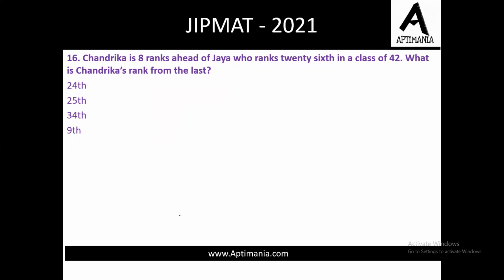Next question, based on rank determination, Chandrika is 8 rank ahead of Jaya. Jaya, who ranks 26 in the class of 42. The rank of Jaya is 26 from the top in class of 42 students. And Chandrika is 8 rank ahead. Now ahead here means कि अच्छी रैंक पर है और 8 पोजीशन पे है जया से पहले, तो Chandrika is here, and the position of Chandrika must be then, see यहाँ पे यदि इसकी 26 पोजीशन है तो यहाँ पर उनकी पोजीशन must be 18, right? There is a difference of 8 ranks among these two students.